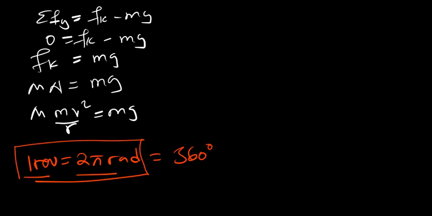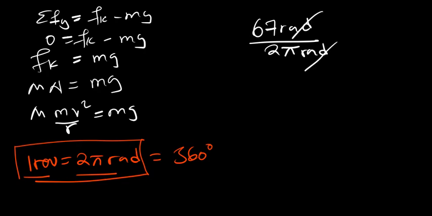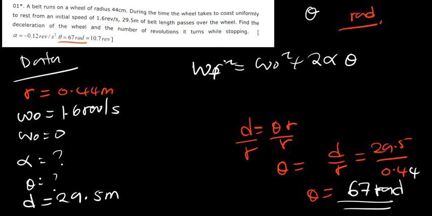Divide it by 2 pi. I divide 67 by what? 2 pi. So that rad and rad should cancel. Yes. So what is 67 divided by 2 pi? What are you getting? 10.7. 10.7 revolutions, or 10.67 revolutions, which is what they found here.